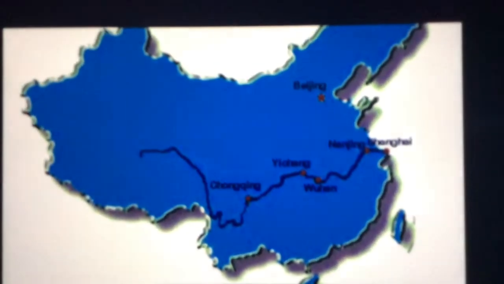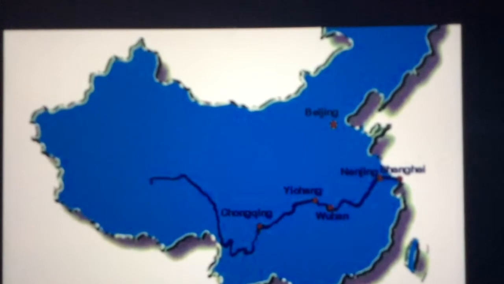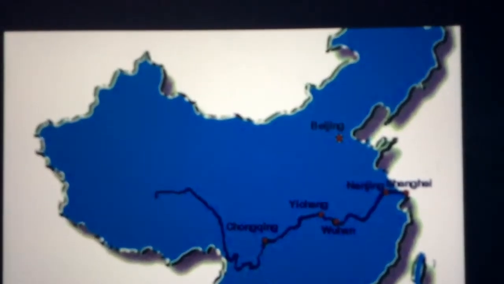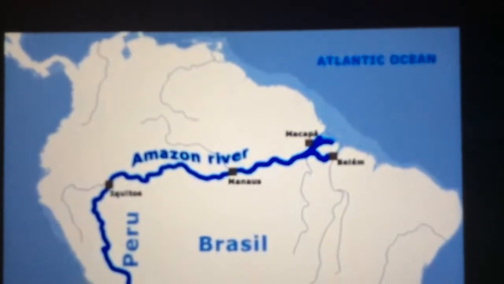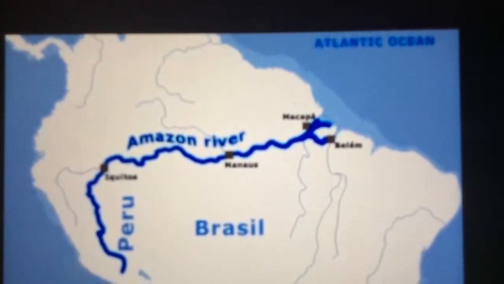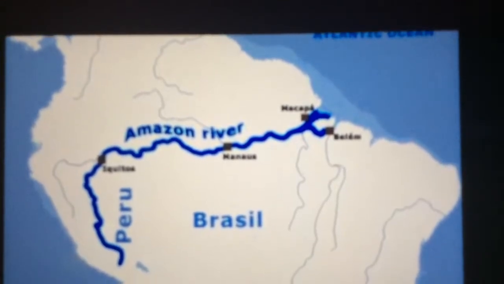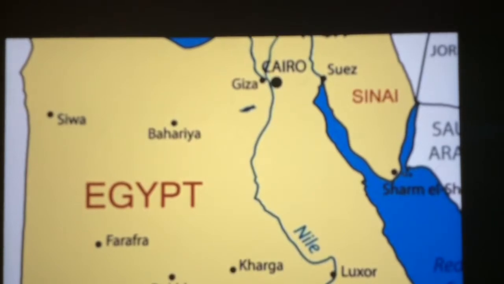The 3rd longest river in the world is Yangtze. It's about 6,300 kilometers long. The 2nd longest river in the world is Amazon. It's about 6,400 kilometers long. The longest river in the world is Nile. It's about 6,650 kilometers long.